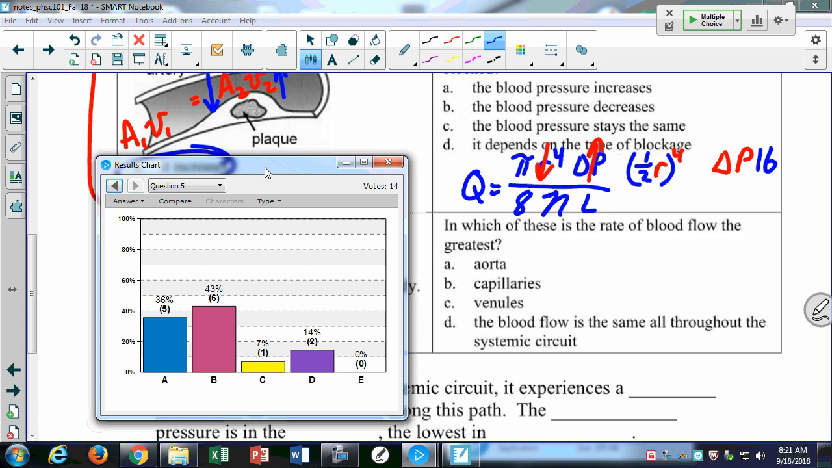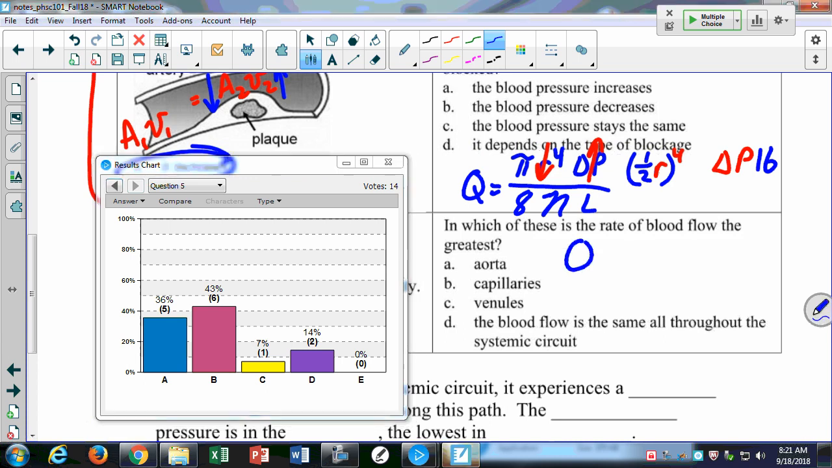Well, we're not thinking about pressure here. We're thinking about the rate of blood flow. And in a closed system, rate of blood flow is equal to Q. In a closed system, if you don't have anything coming or going, which is effectively what we have in the circulatory system, it's going to be the same. So it's the same throughout the entire systemic circuit.